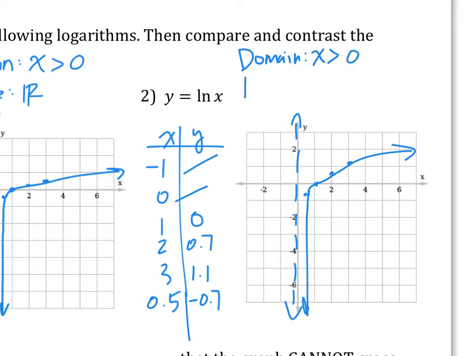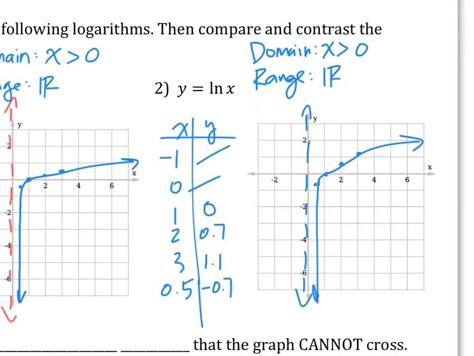Okay, x greater than 0, and then the range? All real numbers. Yes, all real numbers. Can there be 2 asymptotes in the graph? There could be, but not for just regular logs.